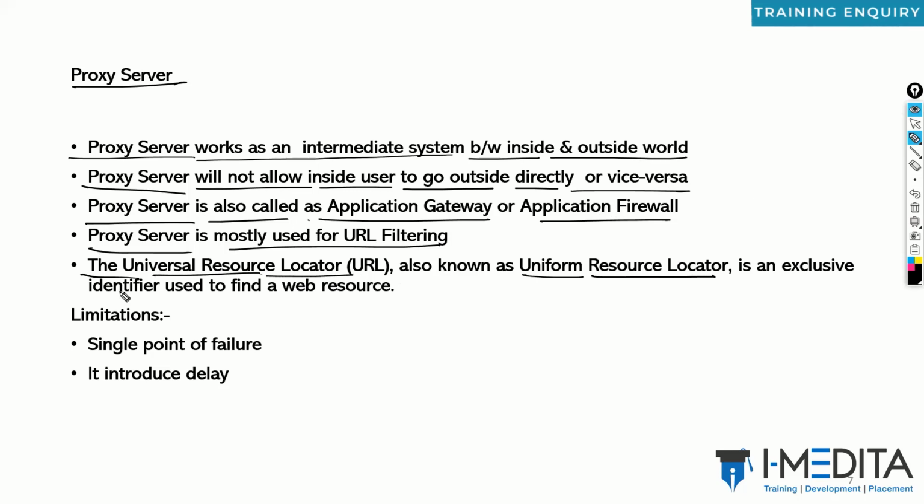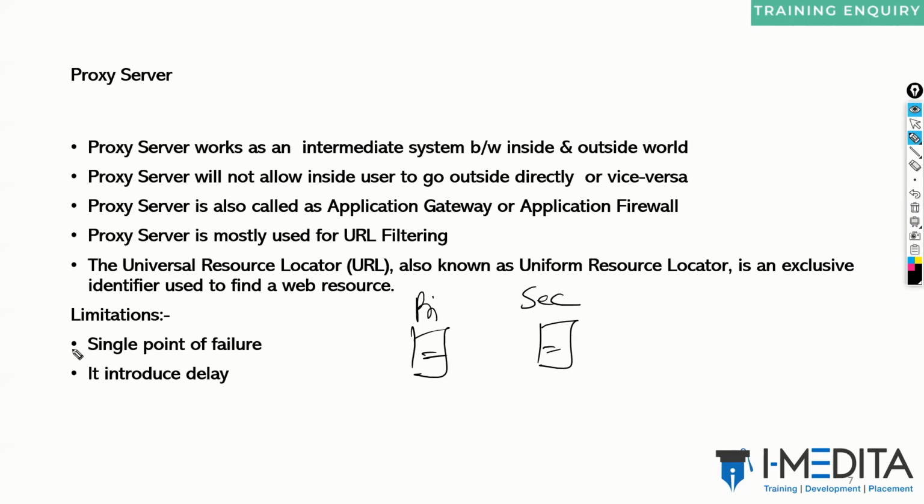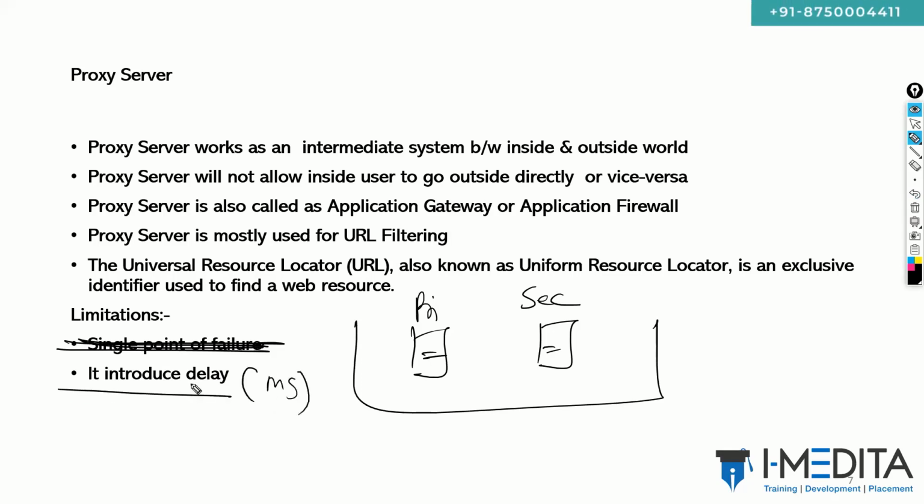There can be some limitations of proxy server. Limitations can be single point of failure. If you are using single proxy, then definitely there will be a single point of failure. To solve it, you need to use two: primary proxy server and secondary proxy server. So single point of failure can be solved here. Clear? And next limitation: it introduces delay. There will be some delay in milliseconds, which we can't solve, because first request client will initiate, second request proxy will initiate, so we can't solve this.